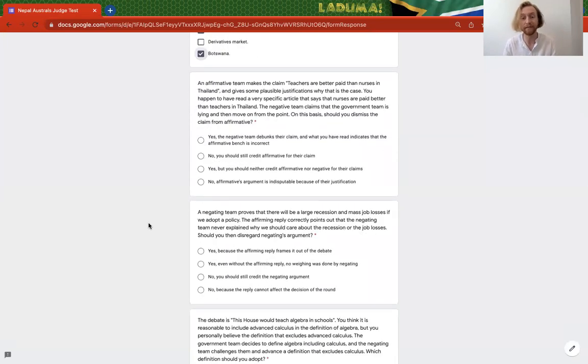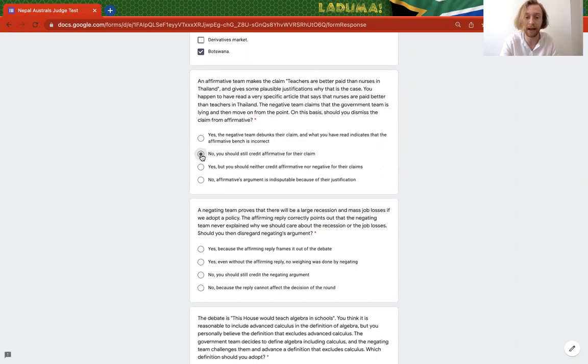The next question gives an example of a claim that you believe is incorrect and the negating team believes is incorrect, but has nonetheless been plausibly justified by a team and not responded to. In this case, there's one clear correct answer, and that's that you should still credit the affirming team for their claim, because despite you knowing something about the other, and despite the negating team seemingly knowing something, there hasn't actually been a response to this material, such to convince you, the judge, who doesn't have that clear conception one way or the other, to believe the negating team when they say that claim is a lie.